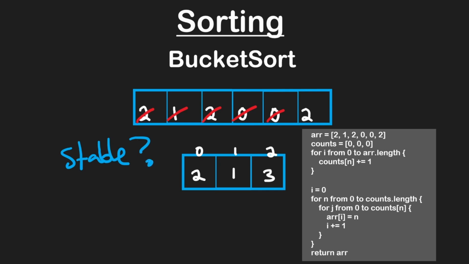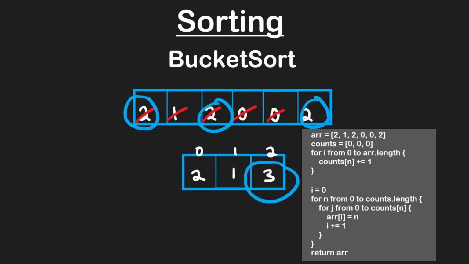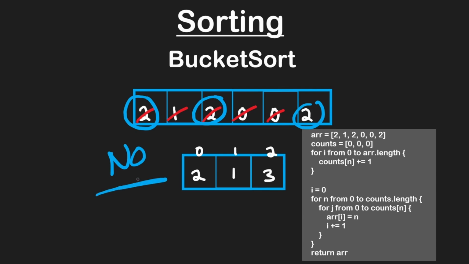Well, the answer is pretty short, no, and I think in this case it's actually pretty clear why. When we overwrite the array, we're not even caring about which 2 came first, because we just counted that there were 3 2s and they're all going to go in the last 3 positions. We don't care which one goes where. In fact, we're not even swapping the values anyway. We're just overwriting them. So it doesn't preserve the relative order at all. So bucket sort is definitely not a stable sorting algorithm.